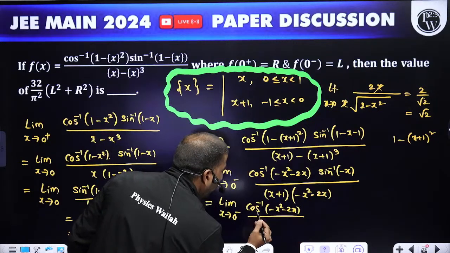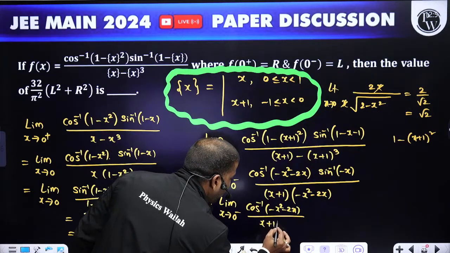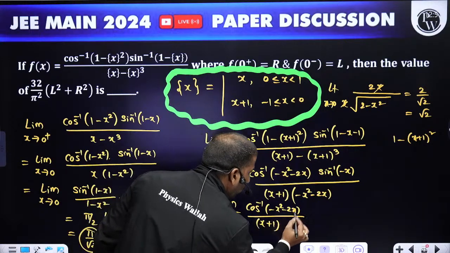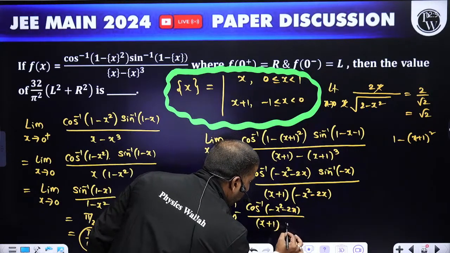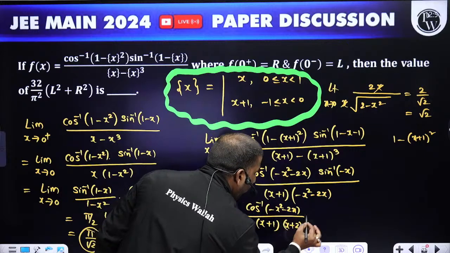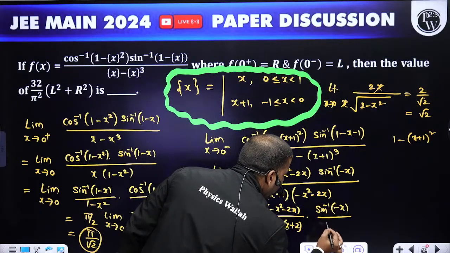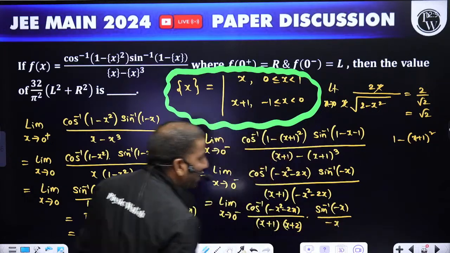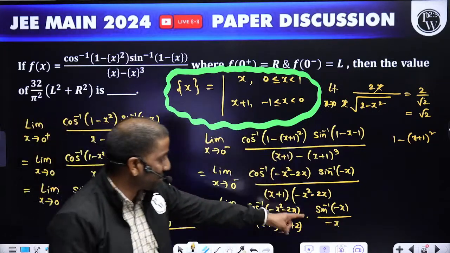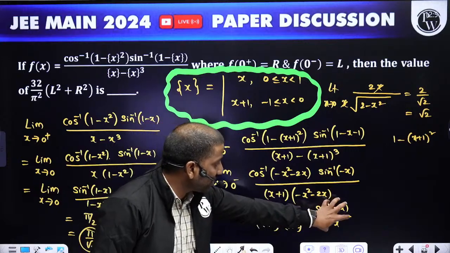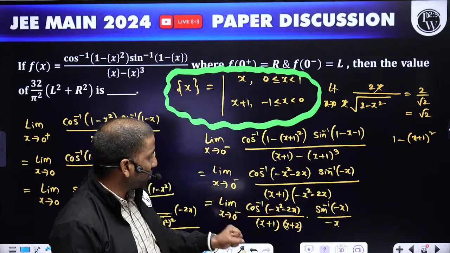There is no problem at all for this. x plus 1 also there is no problem at all. And I am taking minus x common, x plus 2 it will become. And the culprit is here. The expression which is making 0 by 0 is sin inverse of x by x. So x is tending to 0, this will become 1. Yes, we have achieved it.